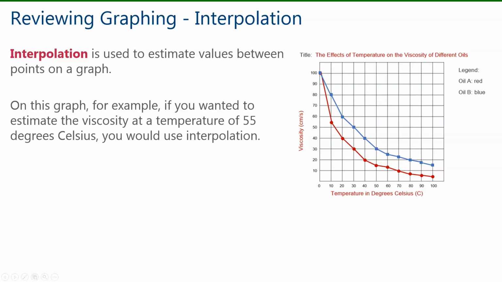So we'll find 55 degrees Celsius on our x-axis, and then we'll draw a line up to touch our graph. Then we'll draw a line straight across to touch the y-axis. Using this, I can estimate what the viscosity would be at a temperature of 55 degrees Celsius. I'm just going to read the value off where my line met the y-axis. And I would say the viscosity is about 15 centimeters per second at 55 degrees.